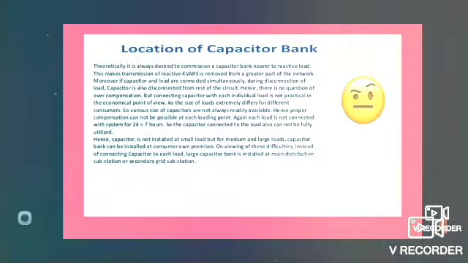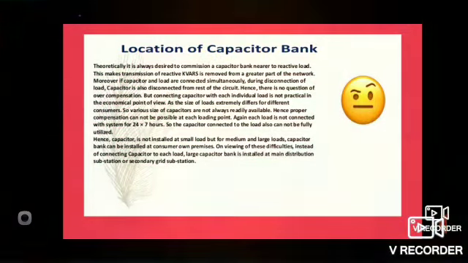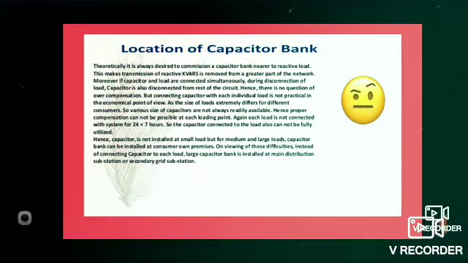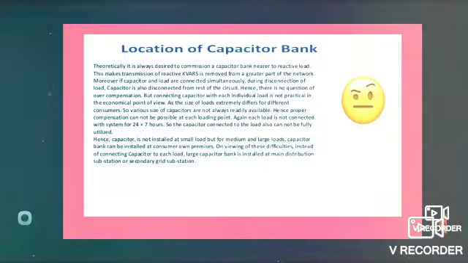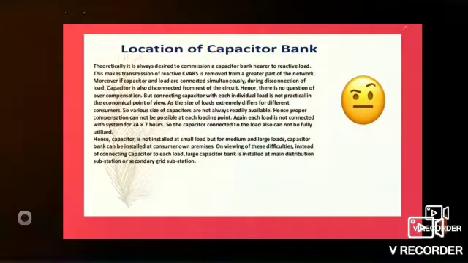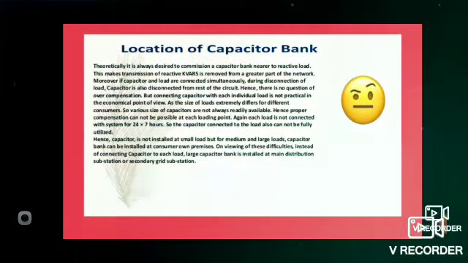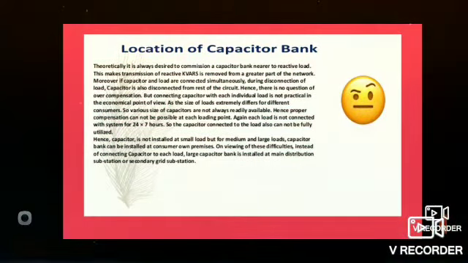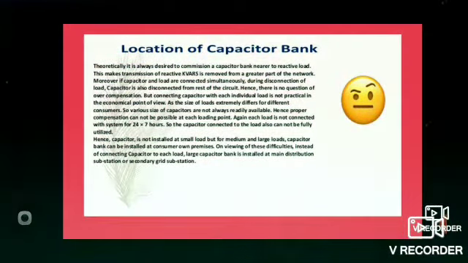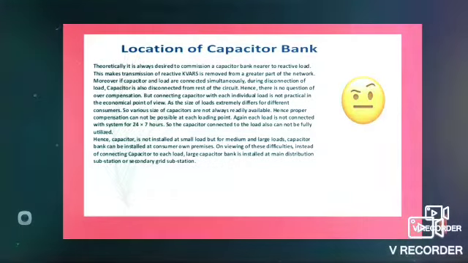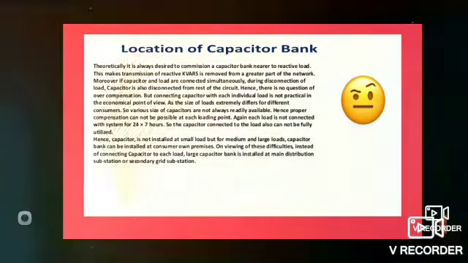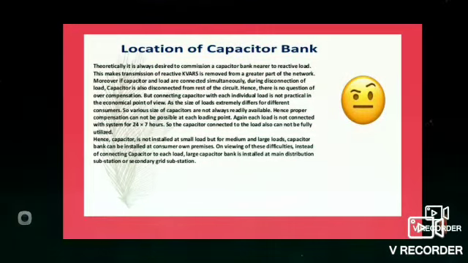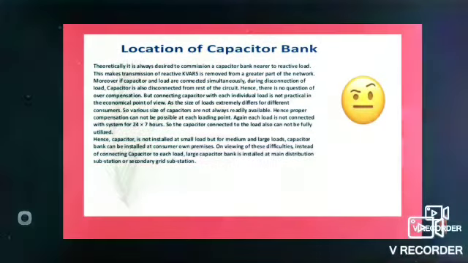But connecting a capacitor with each individual load is not practical from an economical point of view, as the size of loads differs extremely for different consumers. So various sizes of capacitors are not always readily available. Hence, proper compensation cannot be possible at each loading point. Again, each load is not connected to the system 24 by 7 hours, so the capacitor connected to the load also cannot be fully utilized.